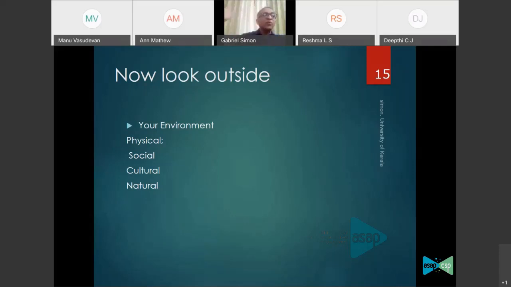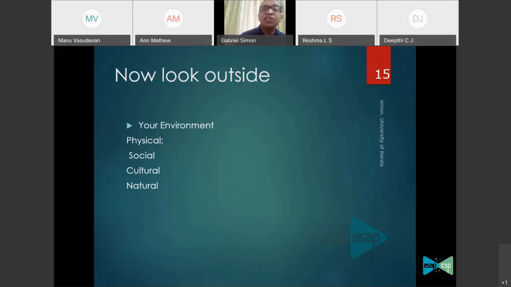Now we look outside, because SWOC and SWOT is basically an inside-out approach. Knowing yourself, you look out. Now, when you look out, you see an environment. There is a physical environment, there is a social environment, there is a cultural environment, there is a natural environment.